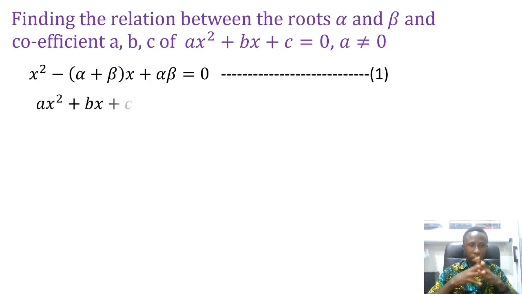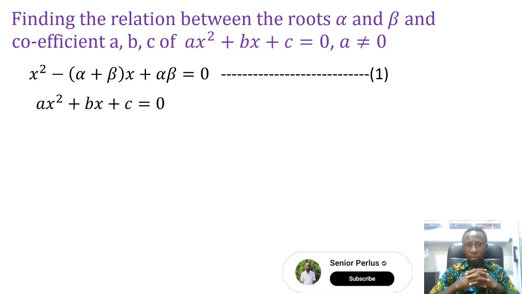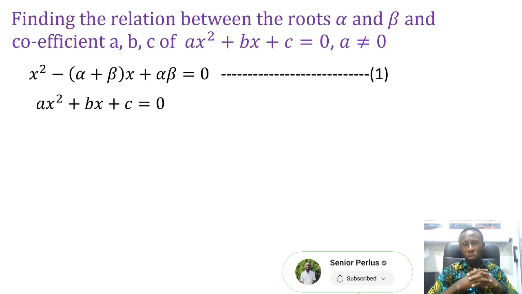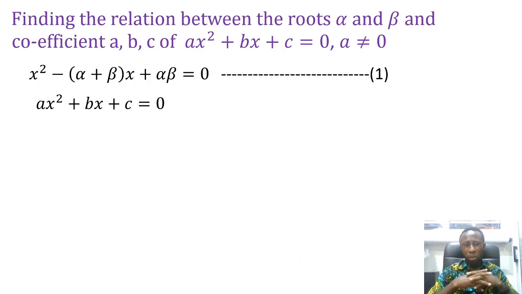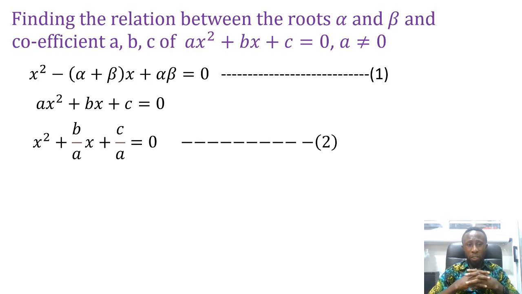And then this is our quadratic equation, right? So we want to compare. Therefore, let's make the coefficient of s squared 1. So you divide through by a, right? If you divide through by a, this is our second equation. Then we can compare. We are going to compare this to this, and then this to this.